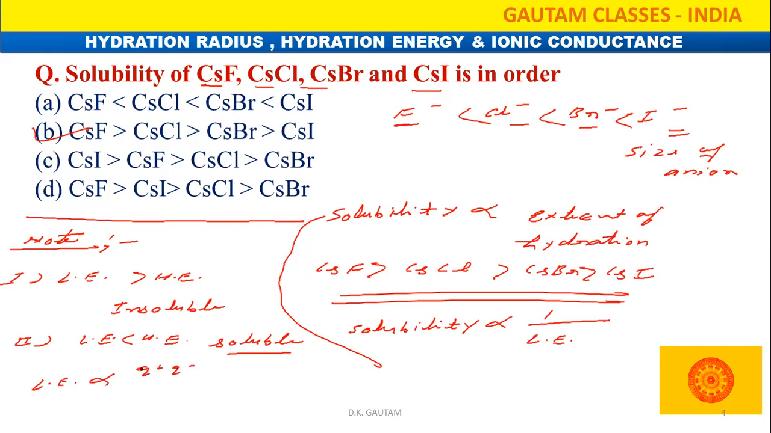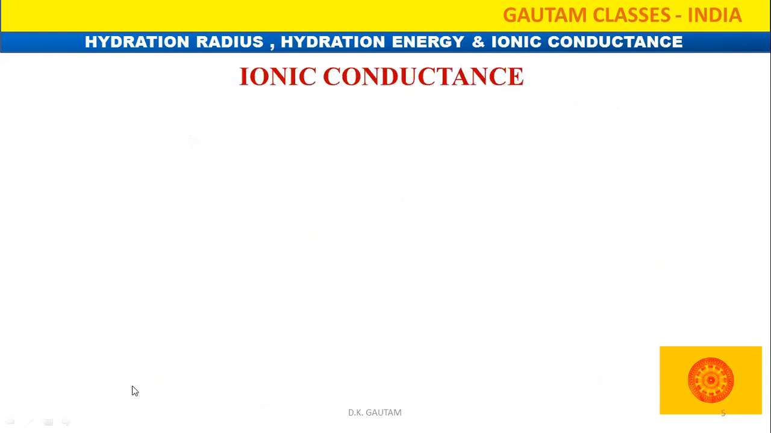So q plus, q minus. After that, r, what is r? R is the distance between cation and anion. If the distance between cation and anion is higher, then lattice energy will be lower. If lattice energy is lower, solubility will be higher. Based on that, I am going to give one question. After that, I will explain the ionic conductance.